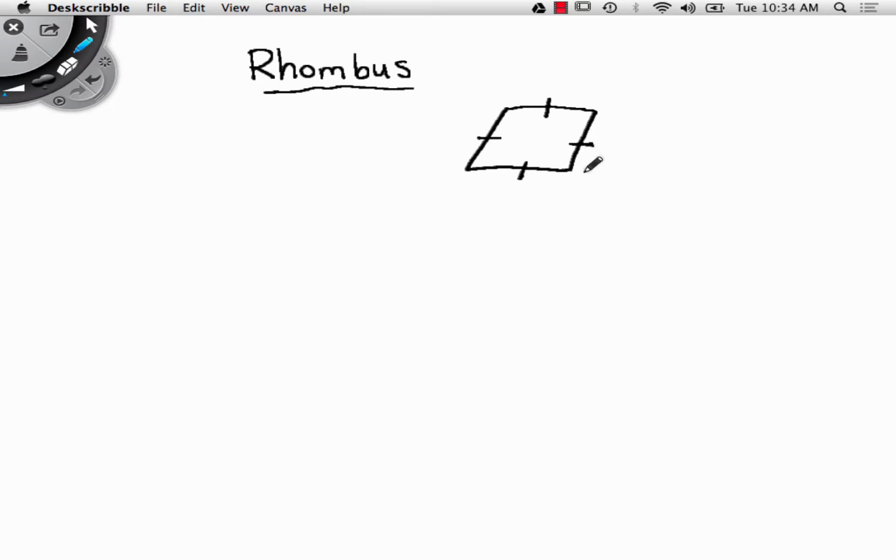Okay. Now we've got another kind of object called a rhombus. A rhombus is a parallelogram. It's a quadrilateral, but it's a special parallelogram. All the sides in a rhombus are exactly the same, but the angles at the corners do not form 90 degrees. So it's a square that's been tilted to the side, is what a rhombus is.